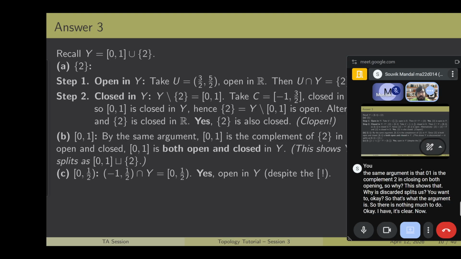Now, [0, 1/2), that is (-1, 1/2) intersection Y. So [0, 1/2) is open in Y, despite this. So yeah, that is also true. So there is nothing much to explain.